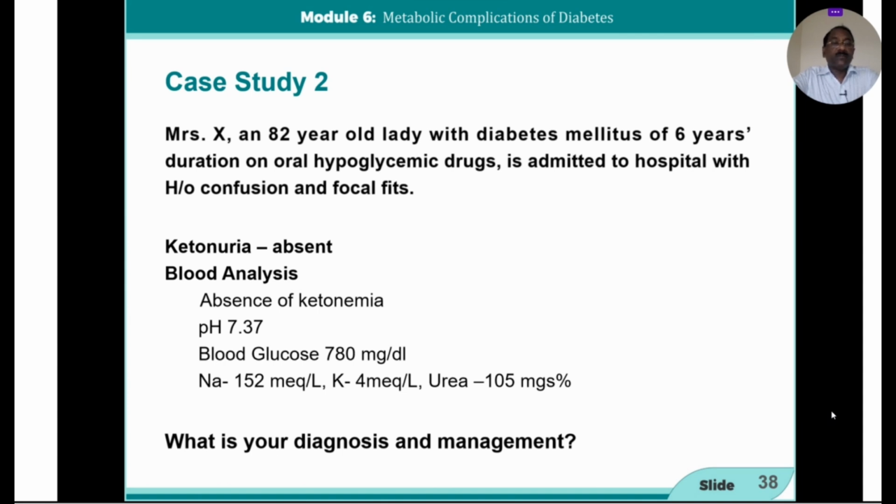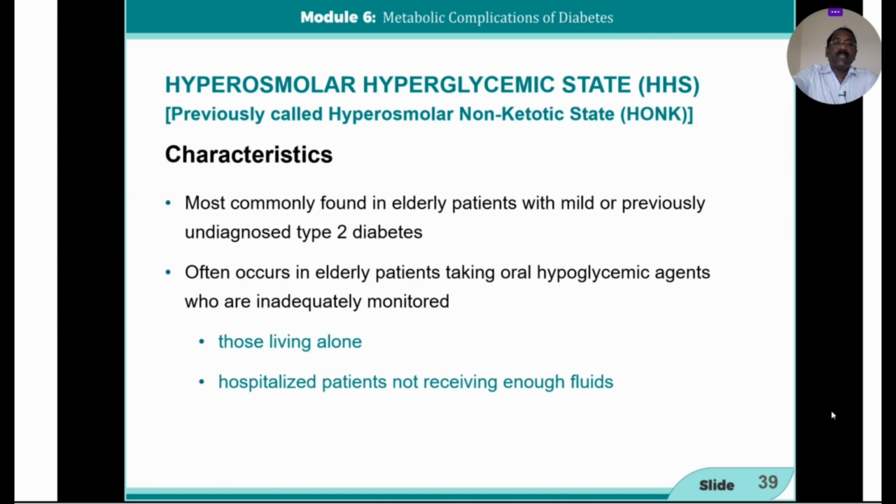Ketosis absent, pH 7.37, very high blood sugar 780, sodium more than normal at 152, potassium normal, urea elevated at 105. So what is the diagnosis and the management? Very high blood sugars, and the patient is in confusion. When you see the pH, it is less than 7.4, but it's not too low. And ketone bodies are negative. So this is HSS.